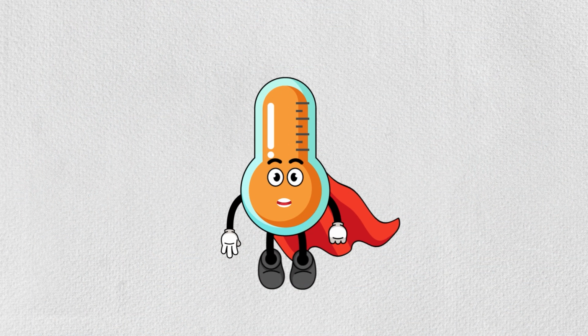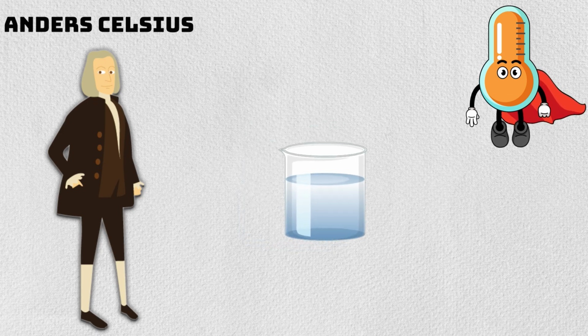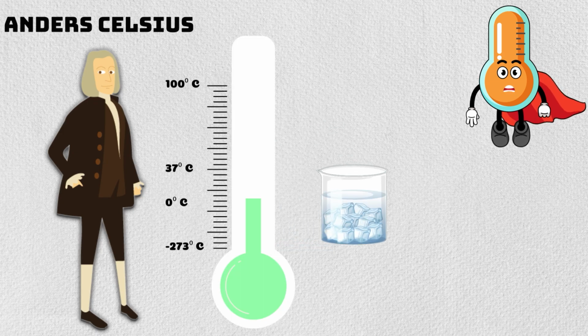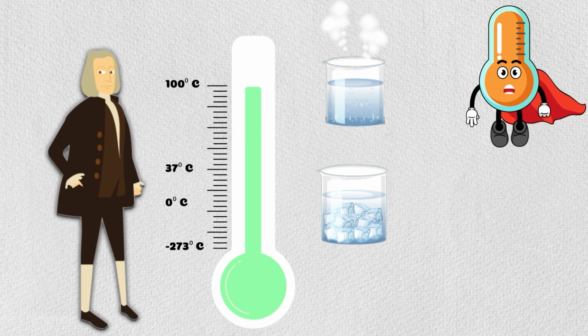Let's start with Anders Celsius from Sweden. He thought, what do we always have in a lab? Water. So he set the freezing point of water to 0 degrees and the boiling point to 100 degrees. He divided this range into exactly 100 equal steps. That's why it's called centigrade, as centi means 100. It's simple, practical and perfect for everyday life.